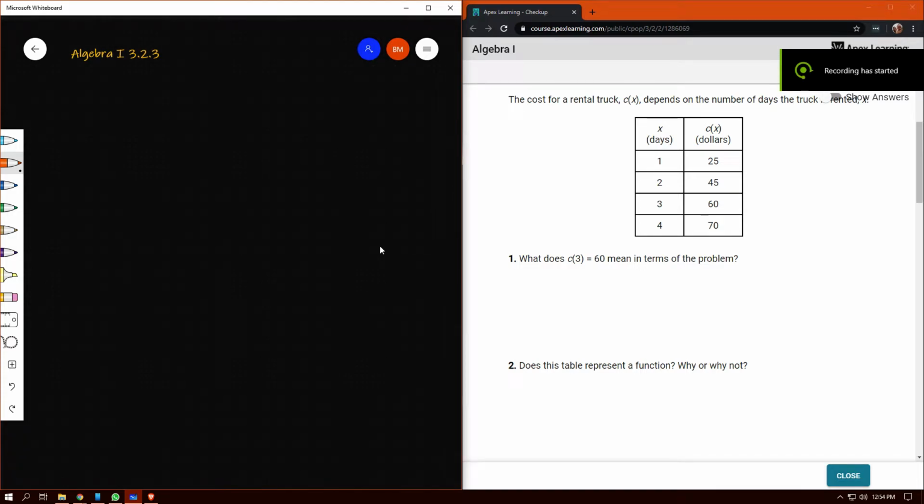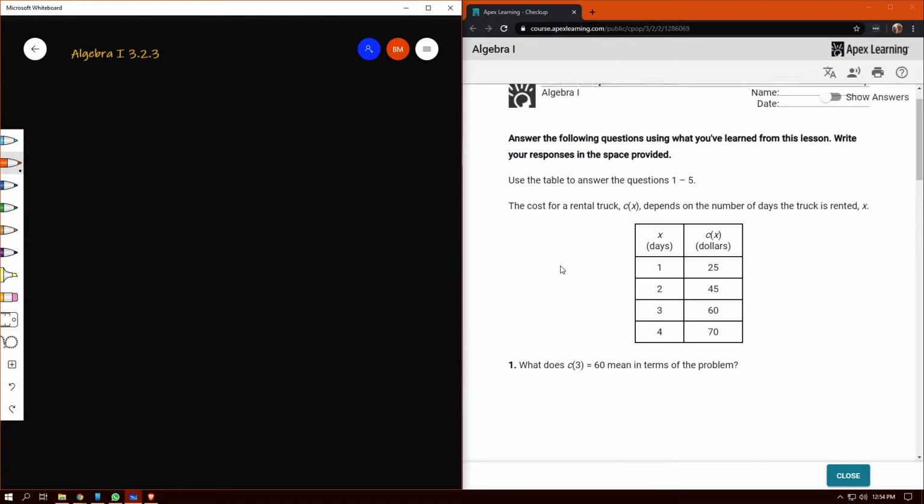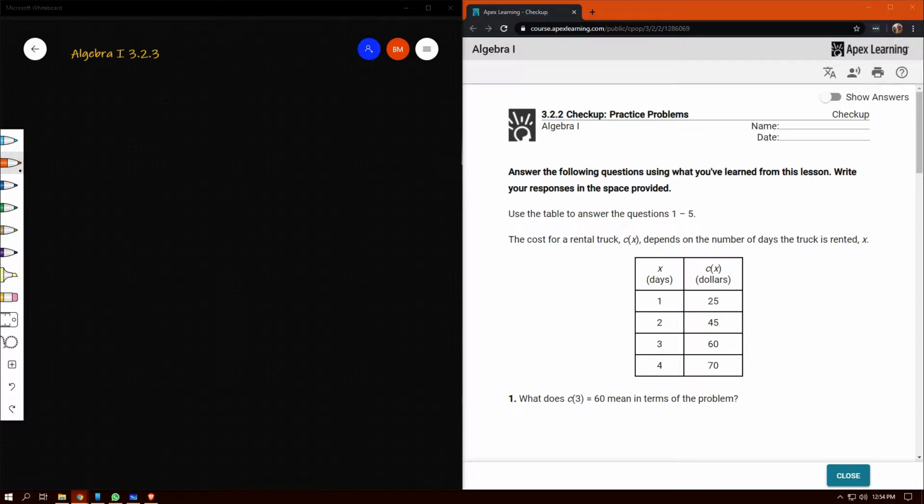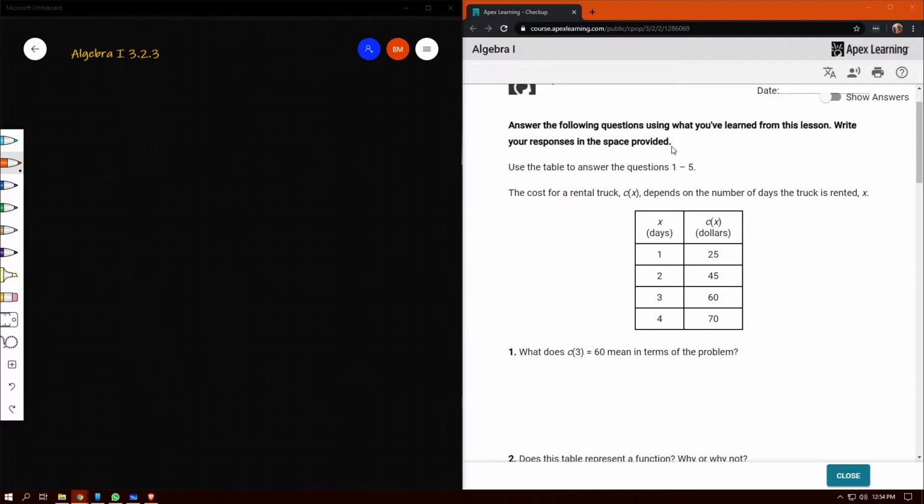Alright, we're going to be working on Algebra 1 3.2.3. This is the identifying functions quiz. As we've been doing, we'll be using the checkup problems that are before the quiz. So this is the 3.2.2 checkup, and then we're just going to roll right through it.